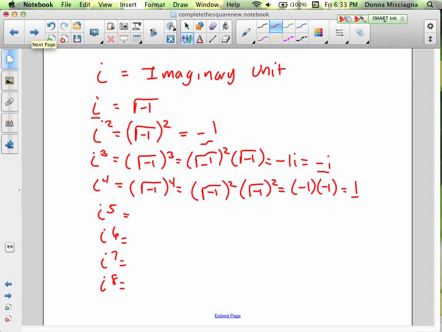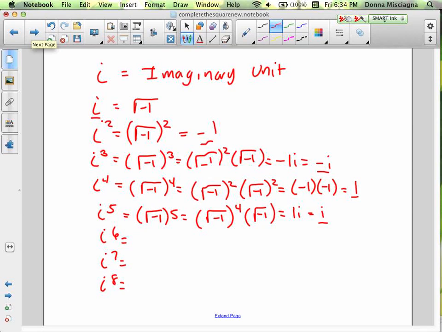All right, so i to the 5th, that would be the square root of negative 1 raised to the 5th power. That would be the same as the square root of negative 1 to the 4th power times the square root of negative 1. The square root of negative 1 to the 4th power, we just found out, is 1. And the square root of negative 1, well, that's i. So we get i. Gee, I wonder what will be next.